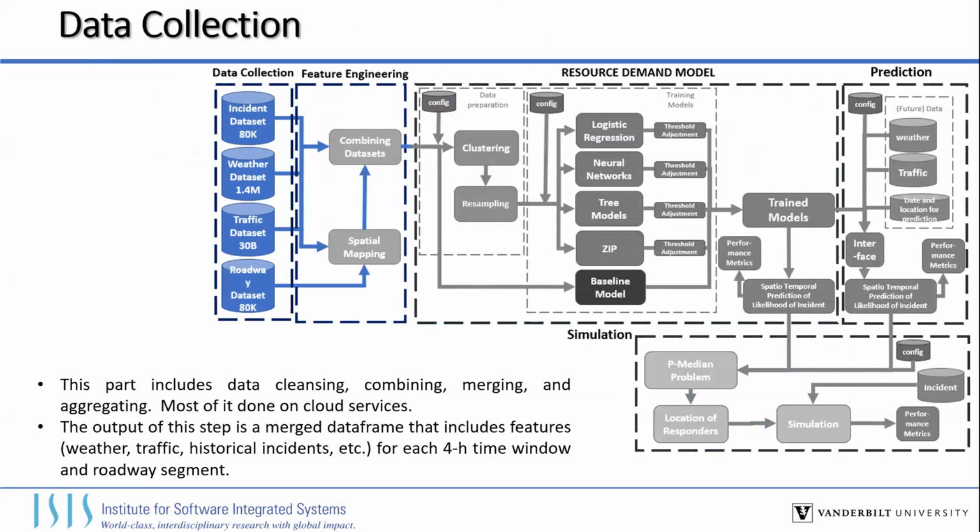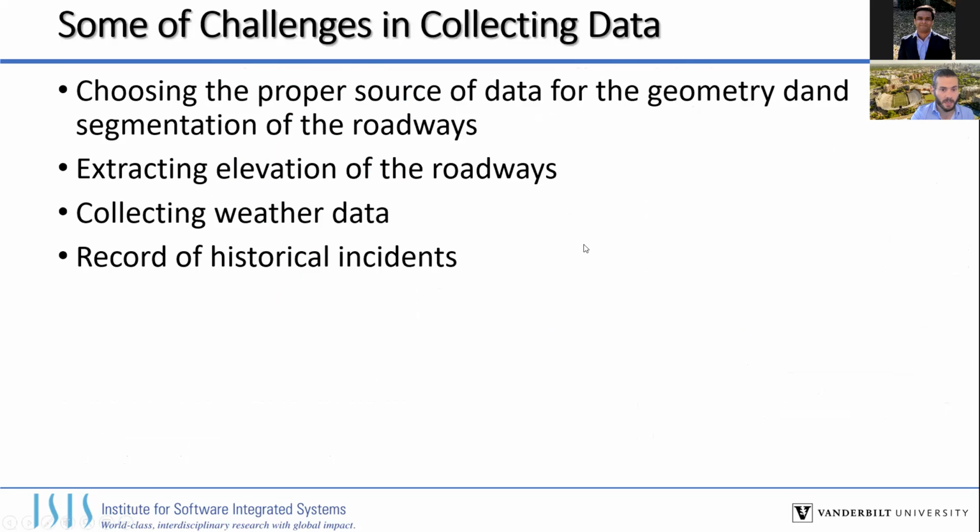So the first part, as I mentioned in my first presentation, is data collection. We get data from various resources. For example, we get the accident data from the Tennessee Department of Transportation. Then we get the weather data from 2 resources, but we chose the one that we thought is better. Then we have the traffic data, which we are collecting from NPMRDS. And then we have the roadway segments, which we are also collecting from NPMRDS. We have to combine them, we have to aggregate them. And after this process, we will have the combined data frame.